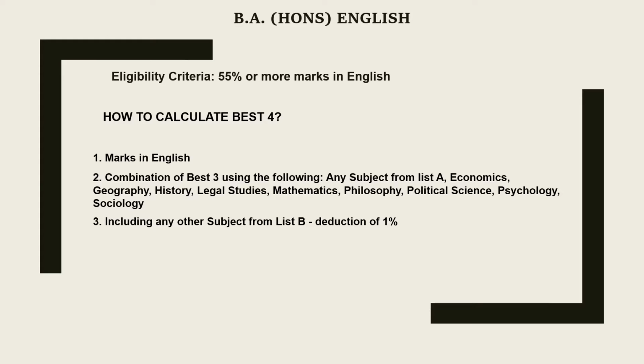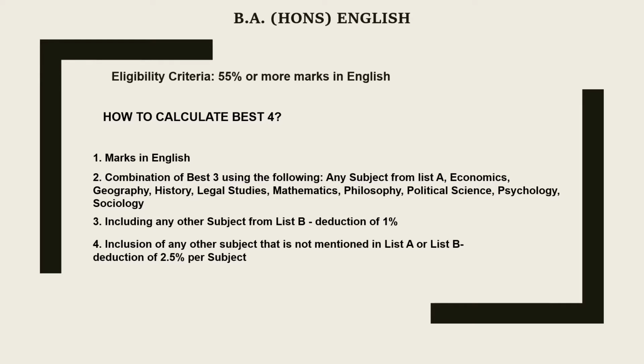If you are taking any other subject from list B which I have not mentioned above, then you face a deduction of 1%. Now coming over to a very common point which you will see for the calculation of best 4 of most of the courses: if you are taking any subject which is neither mentioned in list A nor in list B, then you face a deduction of 2.5% for every such subject.